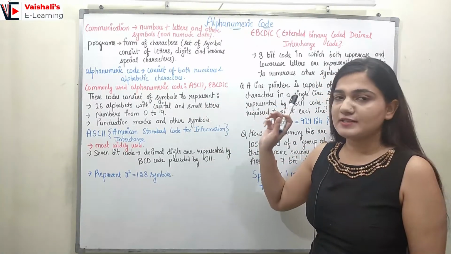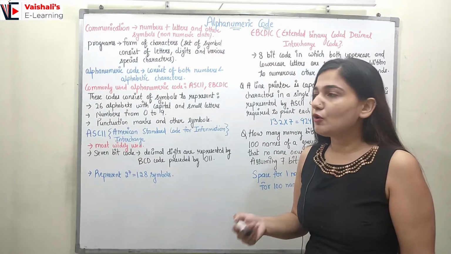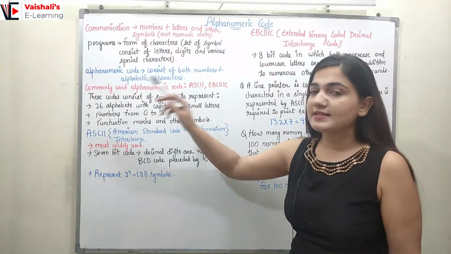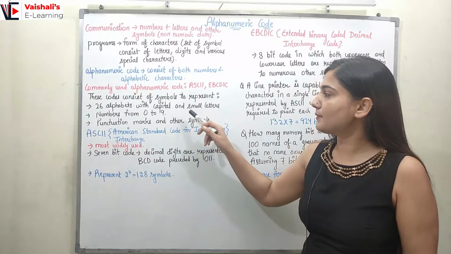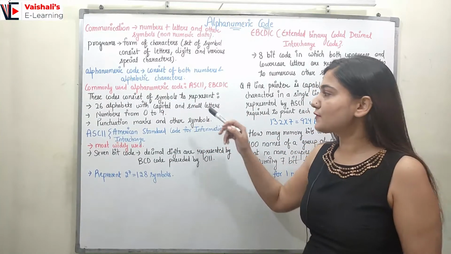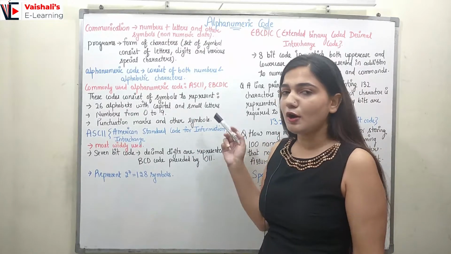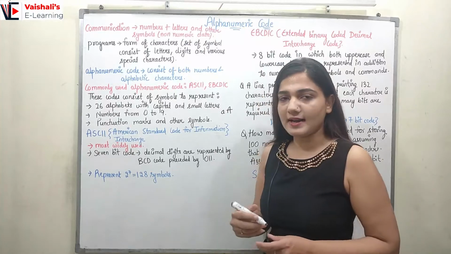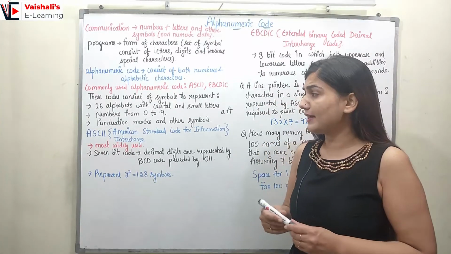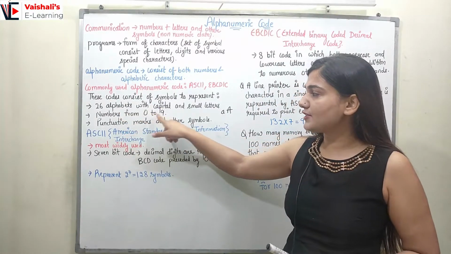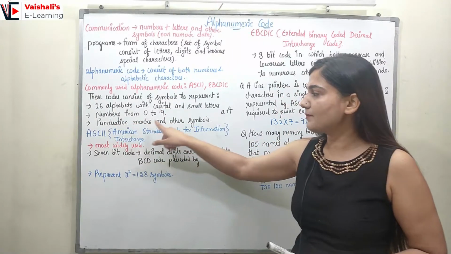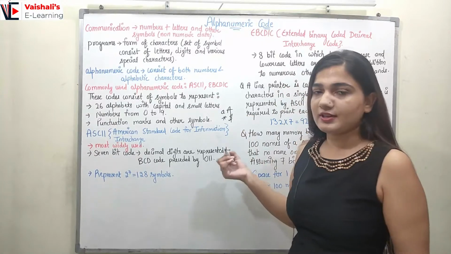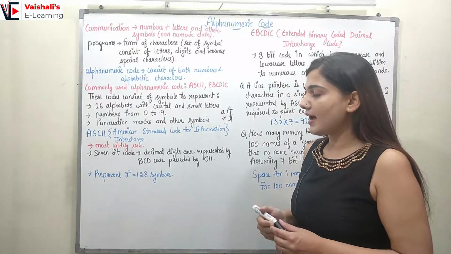and EBCDIC code. Now in these codes there is a set of symbols to represent the 26 alphabets in uppercase as well as lowercase, right? So with the capital as well as small letters. If I want to represent small a, capital A, I can do that with the help of the alphanumeric code. Then we can represent the numbers from 0 to 9 as symbols, then the punctuation marks and other symbols like star, dollar, etc., right? So these symbols I can also use.